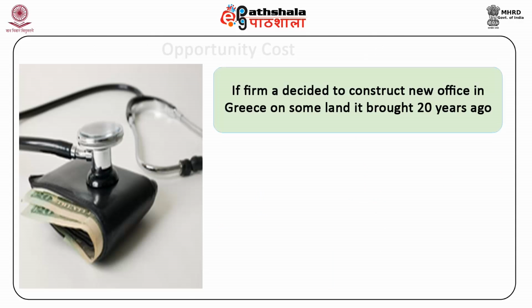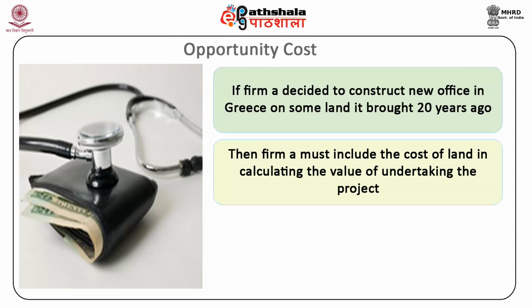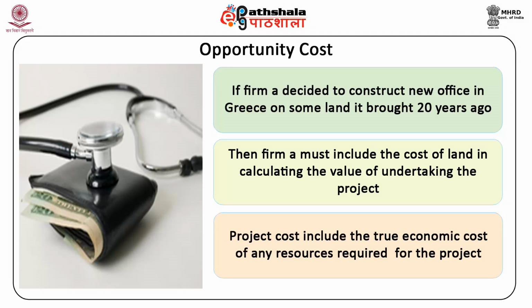Opportunity cost. If firm A decided to construct a new office in Greece on some land it bought 20 years ago, then firm A must include the cost of the land in calculating the value of undertaking the project. It is important to make estimates based on the current market value of the land, not the price it paid 20 years ago. Therefore, project costs include the true economic cost of any resources required for the project, regardless of whether the firm owns the resources or has to go out and acquire them.